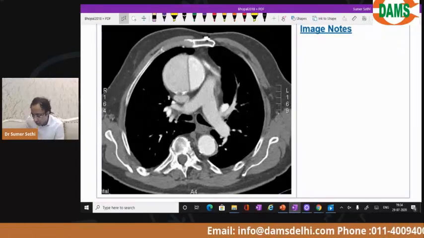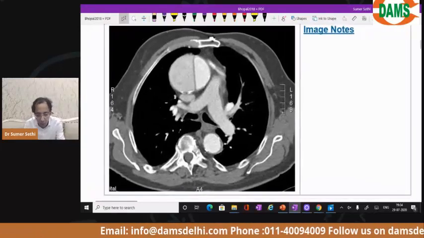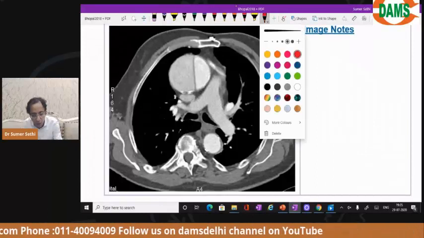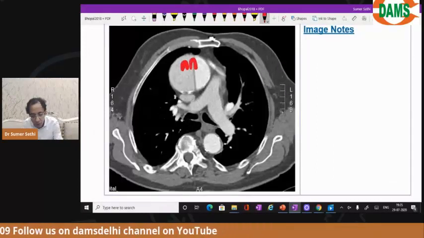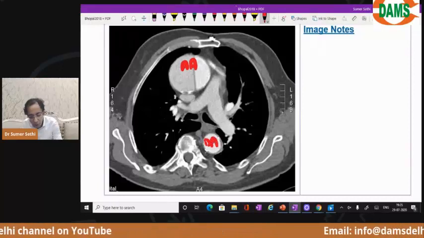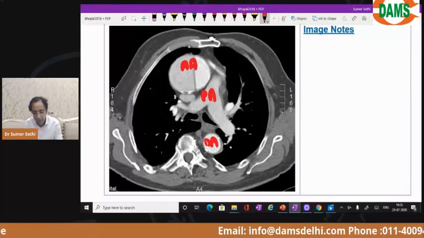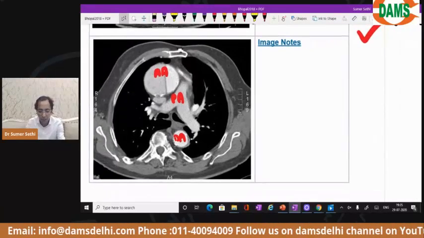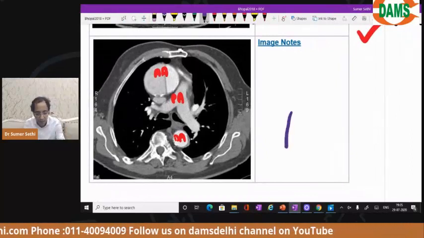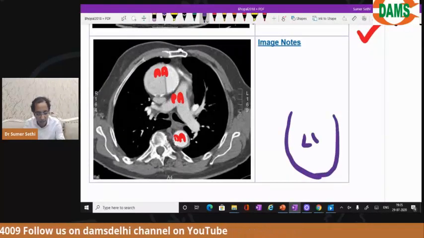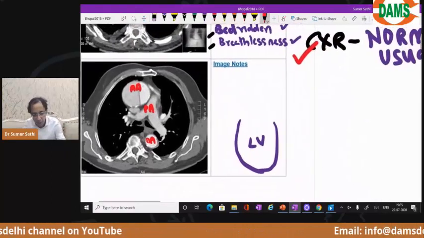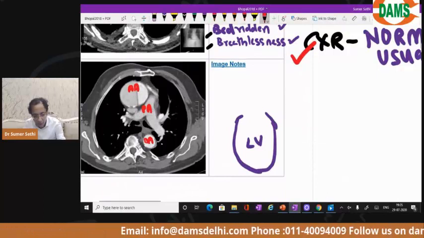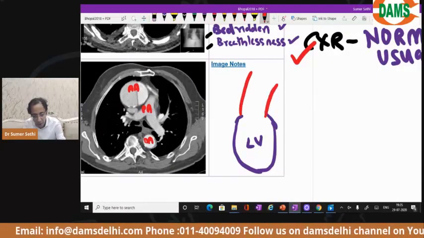Everybody understands. Very good. Now my question is this. Suppose I tell you, this is a very important question for your exam. It will definitely come, beta, write it down. Suppose this is your ascending aorta, descending aorta, pulmonary artery. Now imagine, if this is your heart, left ventricle. Try and imagine with me, beta. Don't be in a hurry. Understand it once. If this is your heart, this is from your heart, left ventricle, ascending aorta.